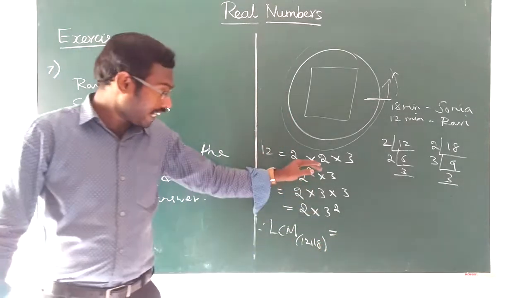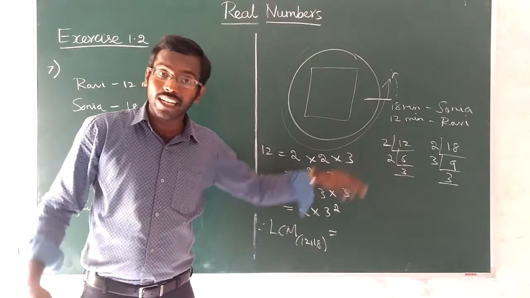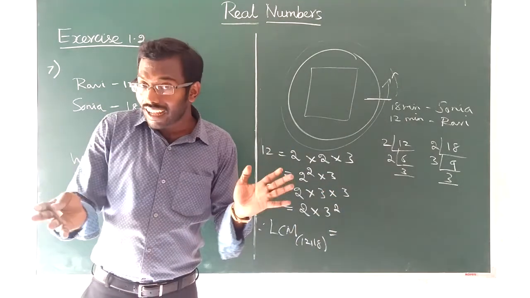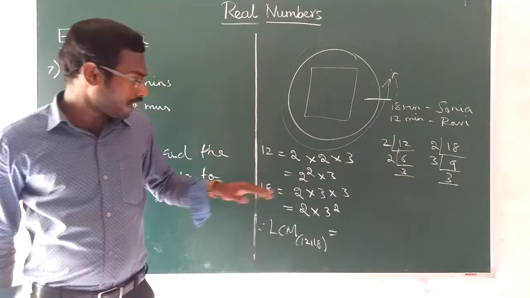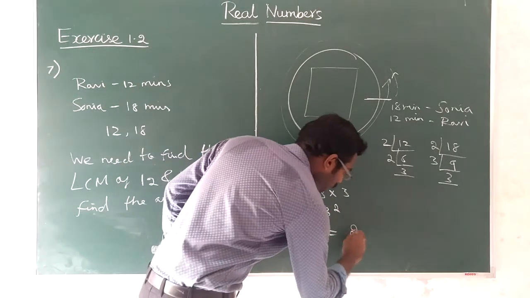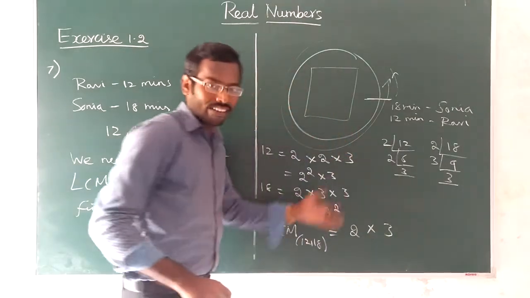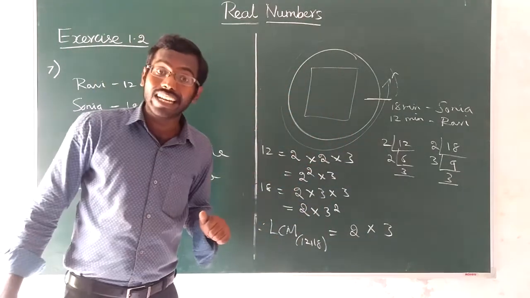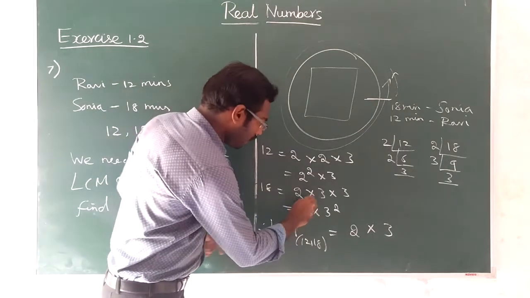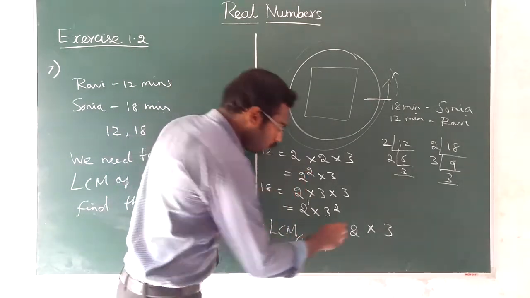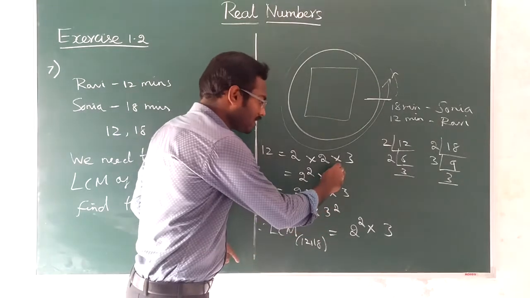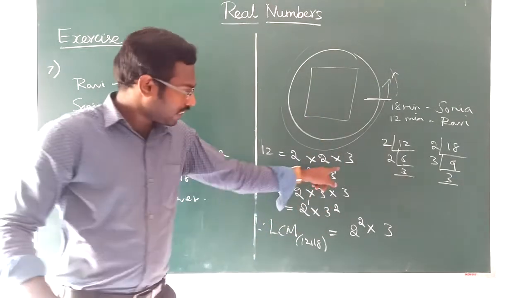HCF means only the common factors you have to consider and you have to take the least power. But LCM means all the factors. What are the factors here? 2 and 3. So you can write 2 also, you can write 3 also. Other factors are not here. And you have to write the greatest power. For 2, this is 2 power 1, this is 2 power 2. So 2 power 2 is the greatest power. Here, this is 3 power 2, this is 3 power 1.